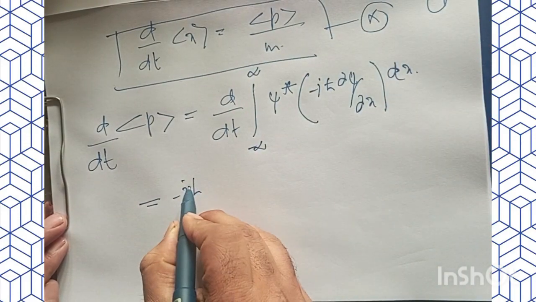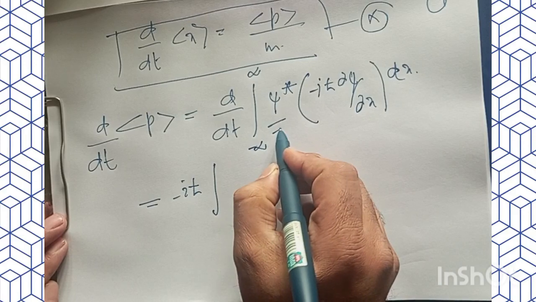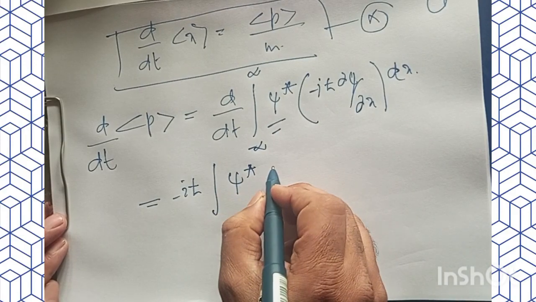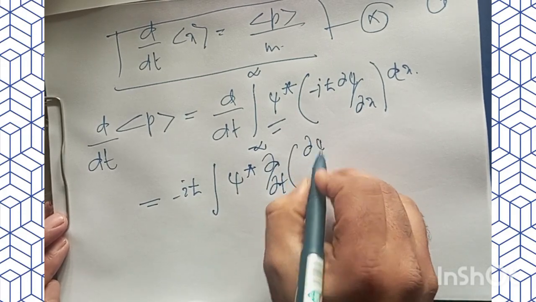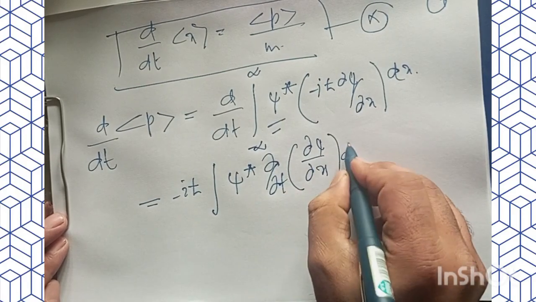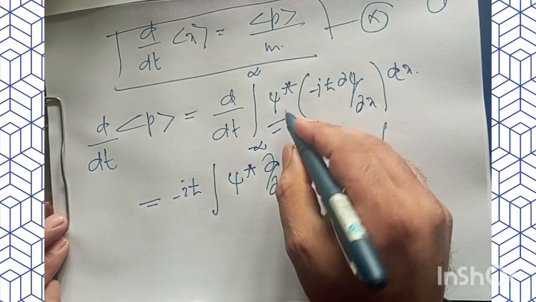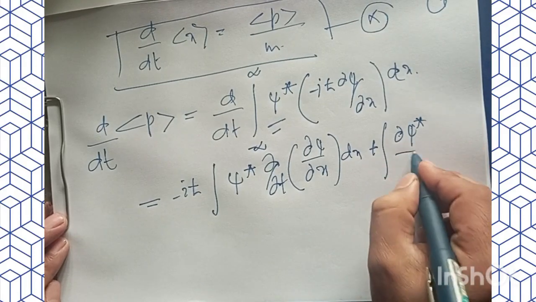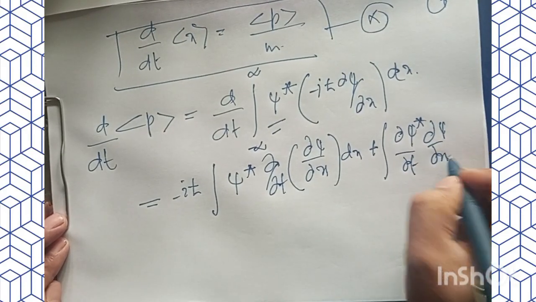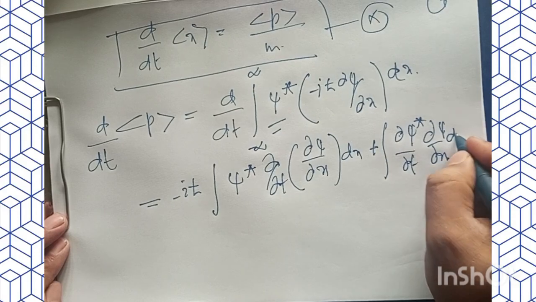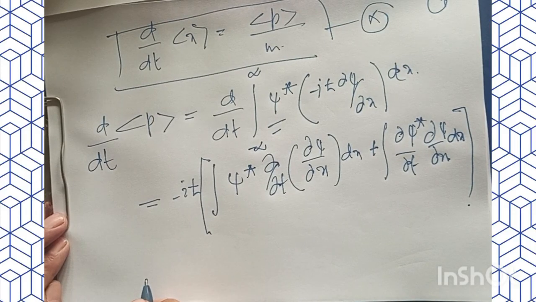So I would get minus i h cross out, and the integral will stay there. Then I will have psi star as it is, into the time derivative, dou by dou t of dou psi by dou x and dx, and then I will have plus the integral of the derivative, dou psi star by dou t, and dou psi by dou x will remain as it is, and dx, and this whole thing should be closed under brackets. Okay, so that's the case.